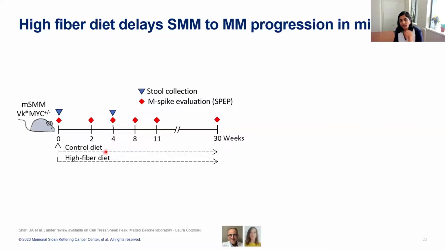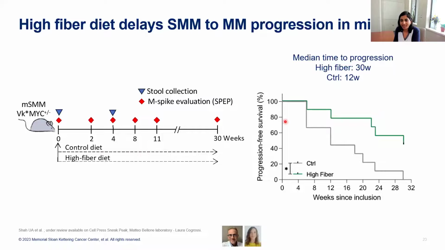We gave half of those mice their standard mouse diet, which is what they normally would get. And then half the mice got a high fiber diet, meaning the same kind of diet, but with more fiber in it. And surprisingly, we saw that the mice who got the high fiber diet took double the time to progress compared to those that got the control diet.